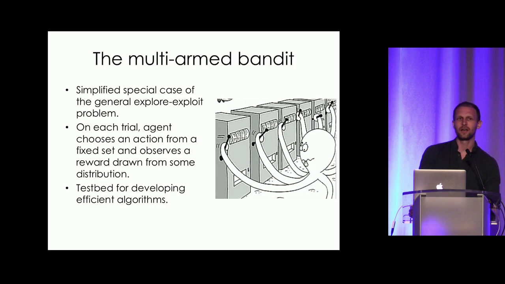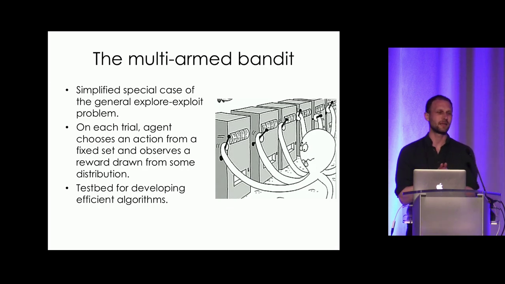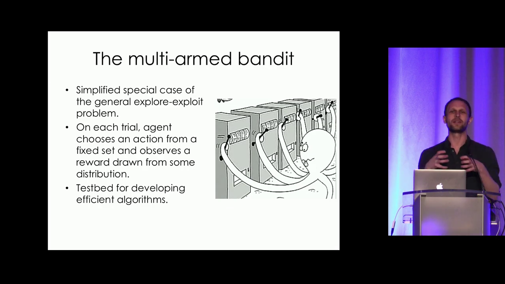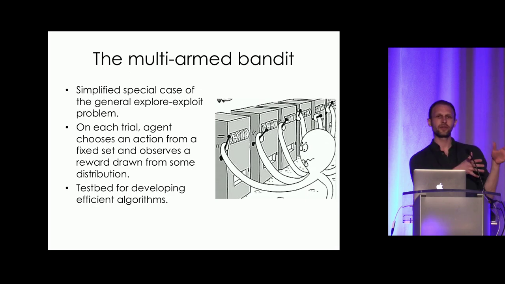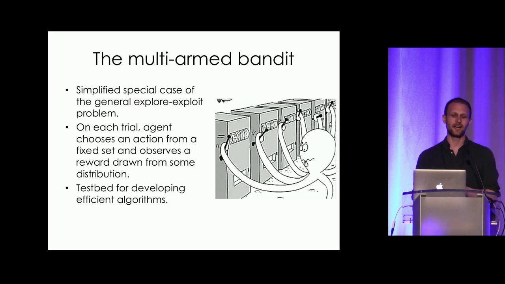Let's talk about what's known as the multi-armed bandit that I'm sure many of you have seen before. This is a simplified special case of the general explore-exploit problem, that is the general reinforcement learning problem. On each trial, we can think of it as comprising essentially just one state with a bunch of actions, those that correspond to the arms. On each trial, the agent is going to choose an action from a fixed set and observe a reward drawn from some distribution. And the multi-armed bandit has been important both in the machine learning literature and also in neuroscience and psychology as a kind of testbed for developing efficient algorithms.